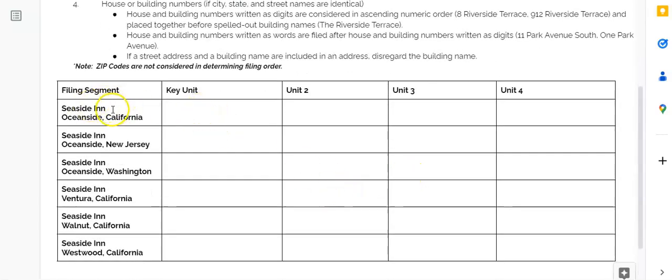So here we have the Seaside Inn, and the city is Oceanside, California is the state. So when we're given identical names and the same cities or states, we're going to file this first by the business name. So Seaside is our key unit, Inn is unit 2. So once you have the filing segment, next is the city and then the state.